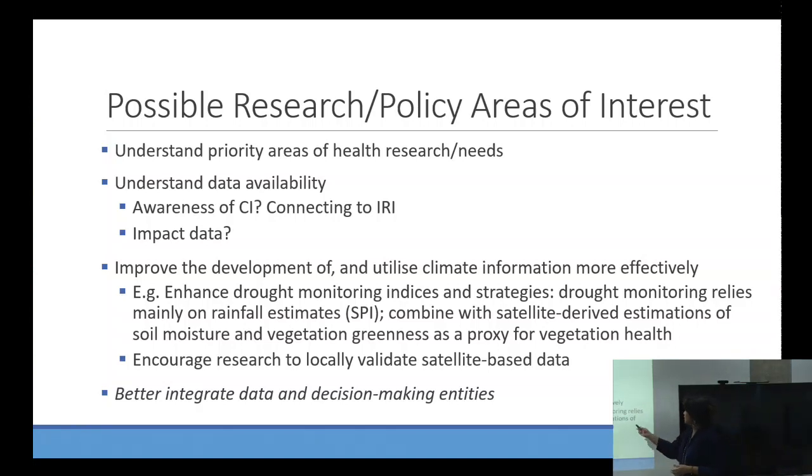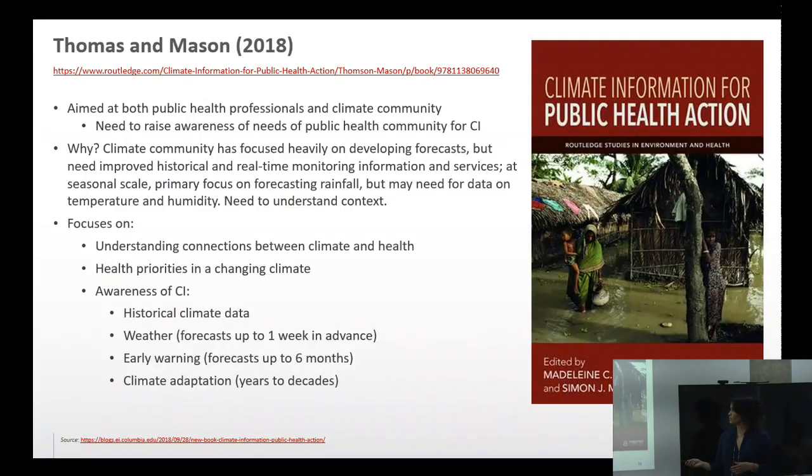So for example, we spend a lot of time looking at rainfall estimates, but maybe we also need to think about different types of satellites, different types of climate information, which might be better proxies instead of only focusing on rainfall. Locally validating. Ground truthing is such an essential part of climate information, and we're just not investing as much in it, and integrating this with disaster management agencies.